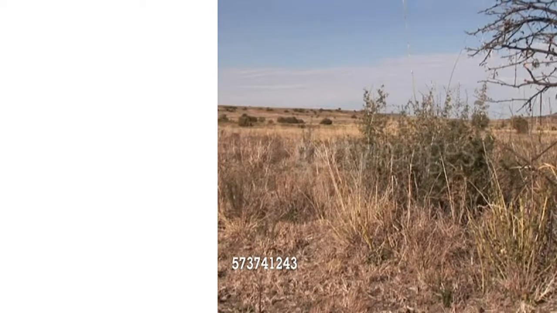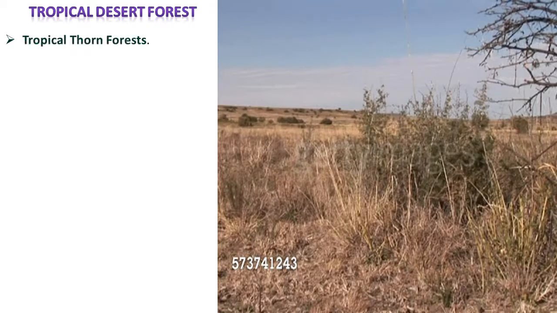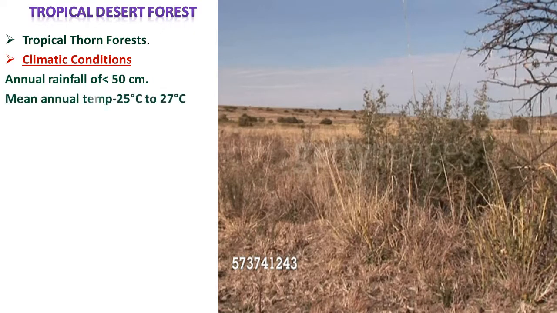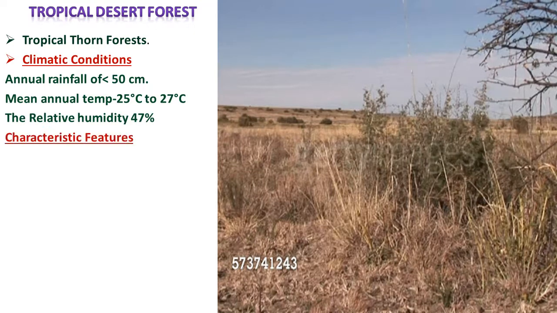Now let's learn about the tropical desert forest. It is also known as tropical thorn forest. These forests are found in the areas which receive rainfall less than 50 centimeters. The mean annual temperature ranges between 25 degrees Celsius to 27 degrees Celsius and has a humidity below 47%. Following are the characteristic features of the tropical desert forest.